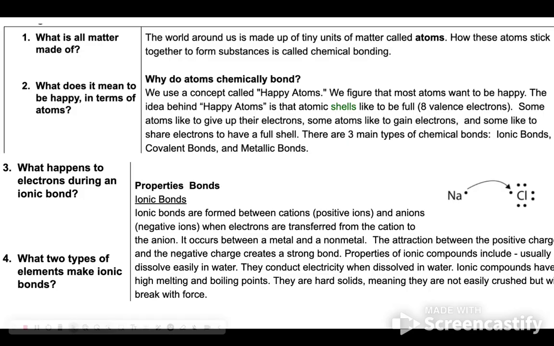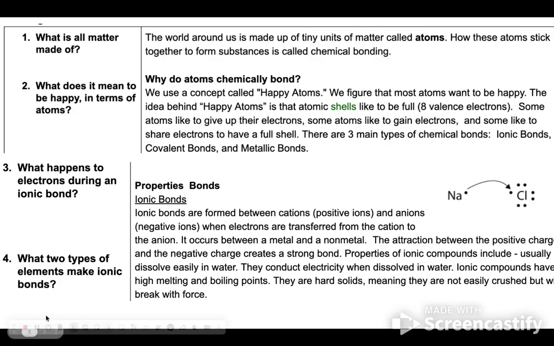The idea behind happy atoms is that atomic shells like to be full, 8 valence electrons, so that 8 in the outer shell. Some atoms like to give up their electrons, some atoms like to gain, and some like to share electrons to have a full shell. There are 3 main types of chemical bonds: ionic, covalent, and metallic. So you should be able to answer questions 1, 2, and 3 at this time.